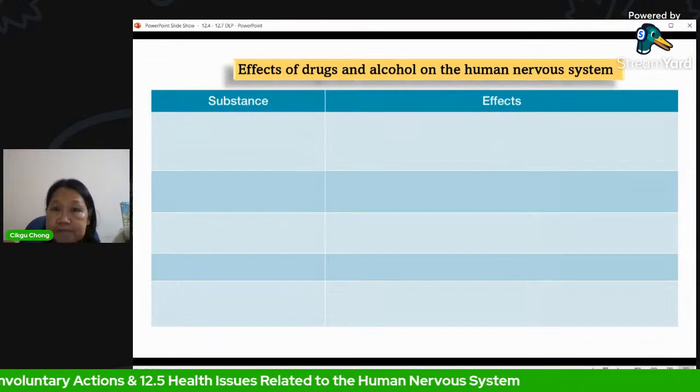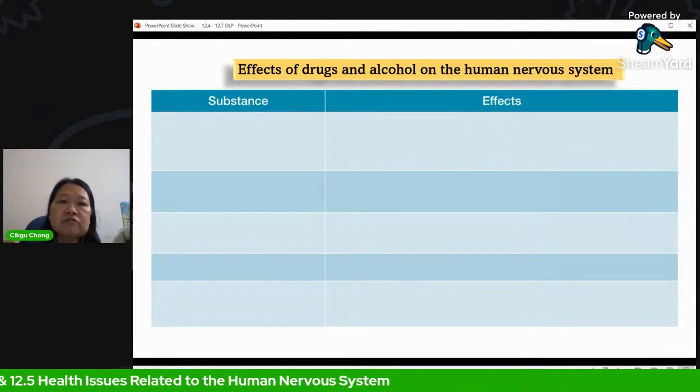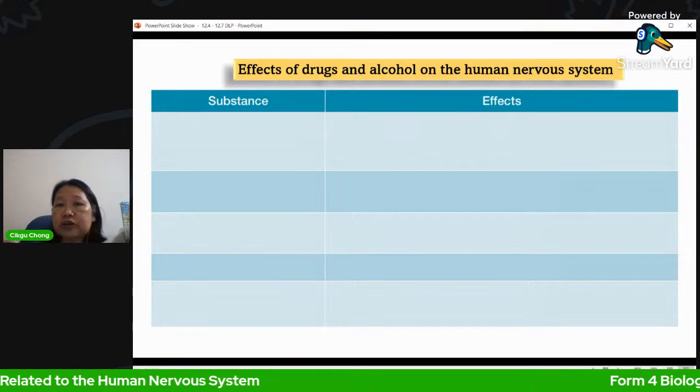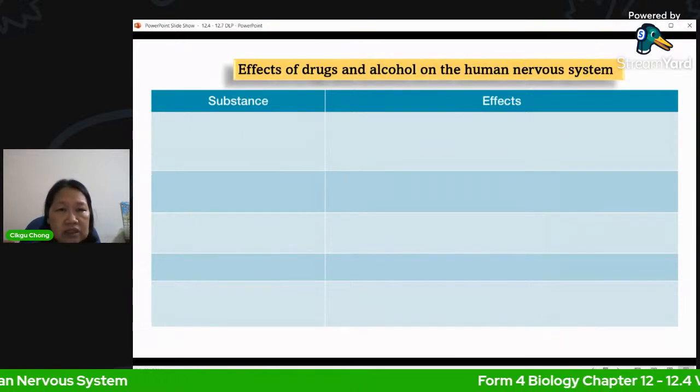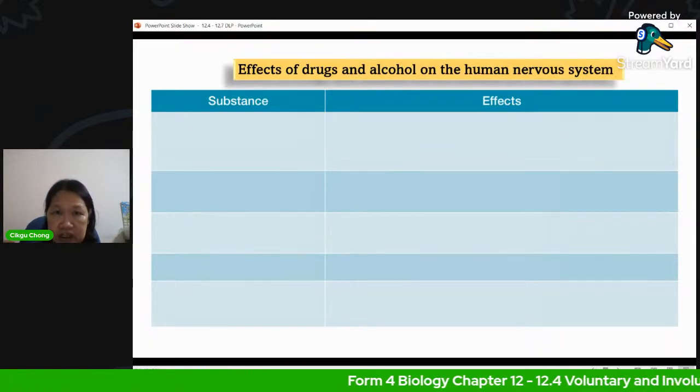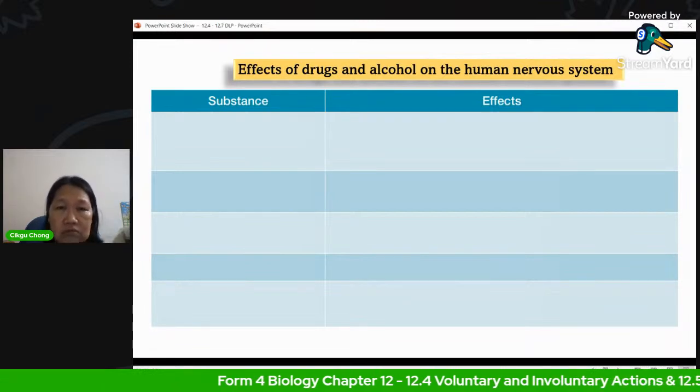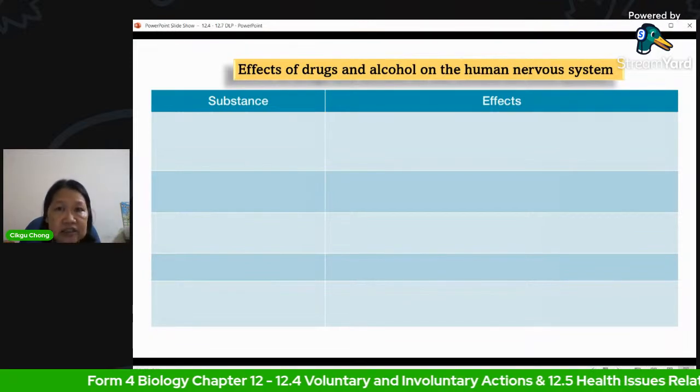Okay, so let's look at the last part. The effects of drugs and alcohol on the human nervous system. So this one you've got to remember. This kind of drugs is divided into 4 groups actually. But the textbook adds in another one, alcohol. Actually, alcohol can be considered as a sedative, the second group.